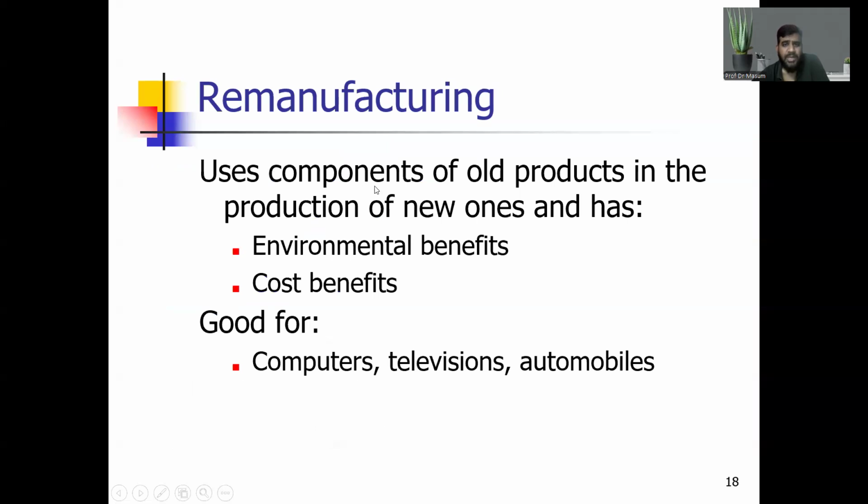And remanufacturing uses components of old products in the production of new ones and has environmental and cost benefits. Computers, televisions, automobiles, ACs, refrigerators, that I was talking about. You are giving your used refrigerators back to Walton and Walton is giving you a new one. What is Walton doing with the used refrigerator? They are using the components of old products in the production of new ones. It is known as remanufacturing. It is environmentally friendly. So the initiative is good.